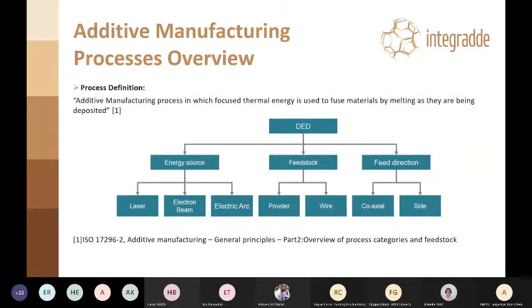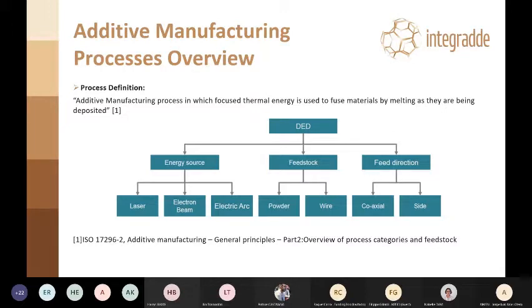In our case, in Integradde part, we are mainly focused on direct energy deposition technologies like laser or wire arc. And well, the definition of this process is that it's an additive manufacturing process in which focused thermal energy is used to fuse materials by melting, as they are being deposited on a base plate or on the previous layer.